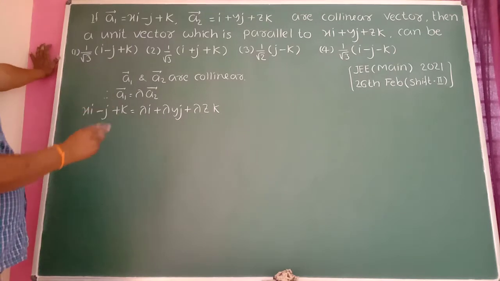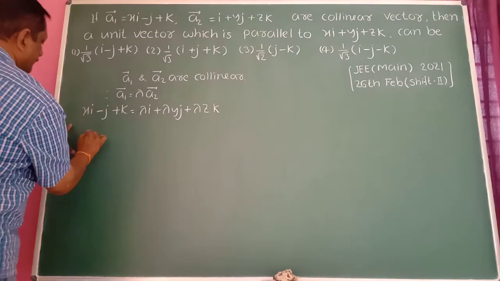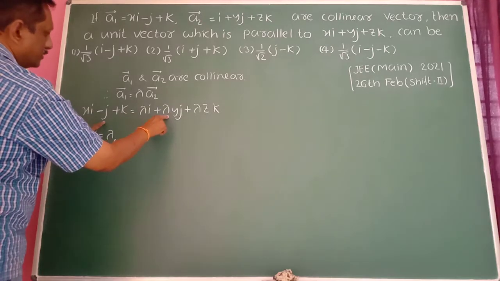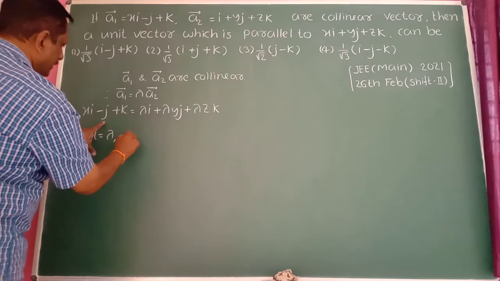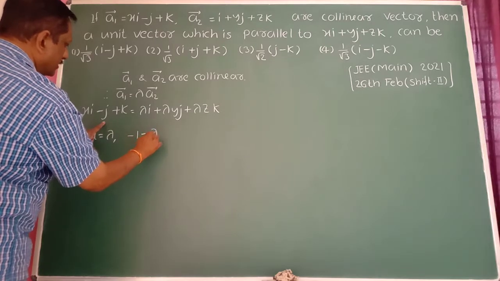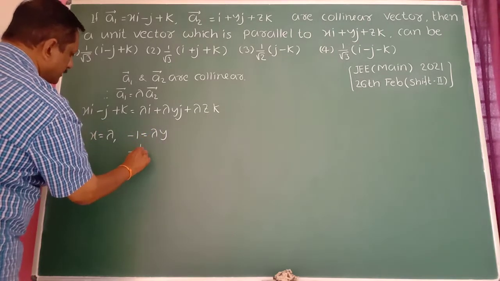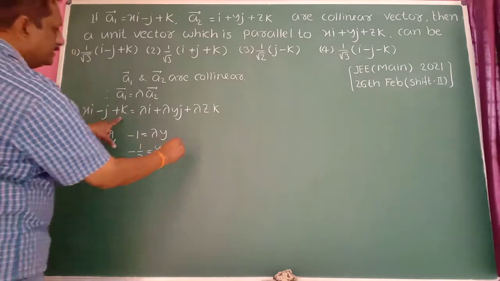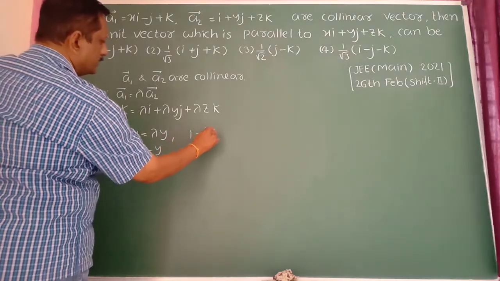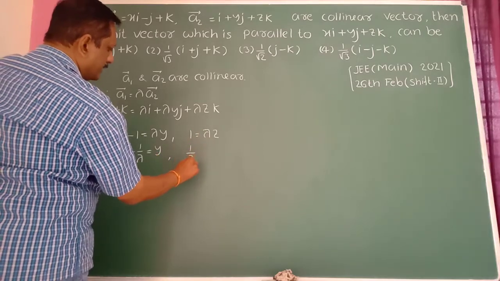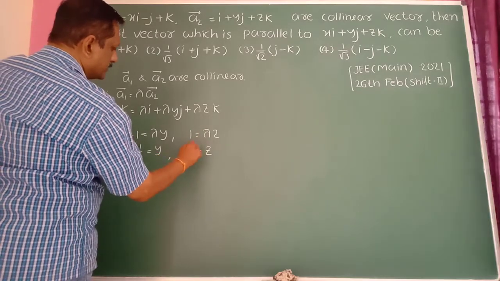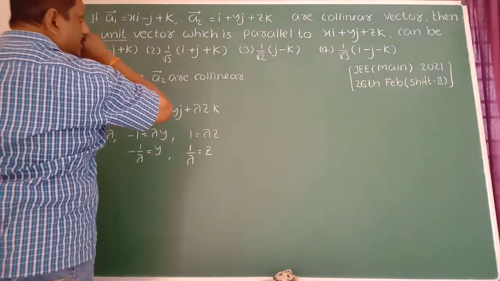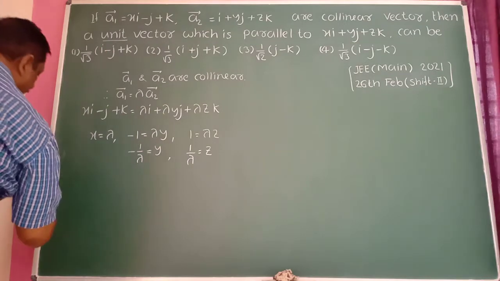Then equating the i, j, k coefficients: x is equal to lambda. Minus 1 is equal to lambda into y, so y is minus 1 by lambda. Then 1 is equal to lambda into z, therefore z is 1 by lambda. Then we want a unit vector parallel to the vector xi plus yj plus zk.